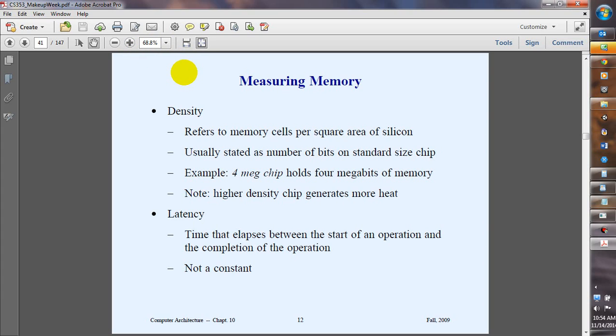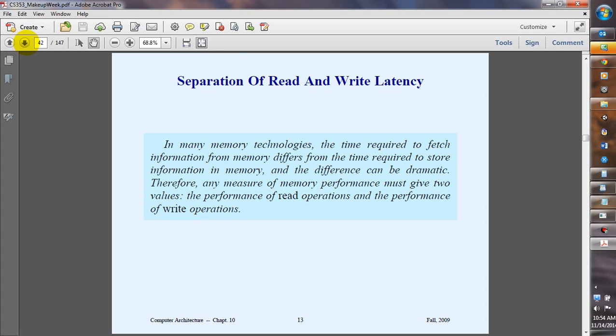Latency is another factor in looking at how to measure memory, and that is the time that elapses between the start of an operation and the completion of the operation. And it's not constant, so latency is generally something that we use to measure how good the memory is, how effective, how optimal the memory is.